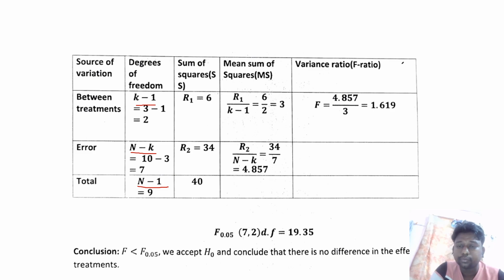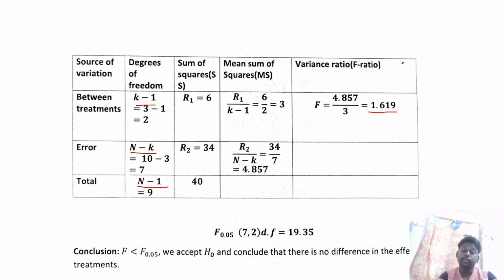And for the F ratio, we have to compare which is the greater value, 3 or 4.857. Whichever is greater is placed in the numerator. 4.857 is greater compared to 3, so we place this 4.857 as the numerator for the F value and 3 as the denominator. So we get an F value of 4.619.